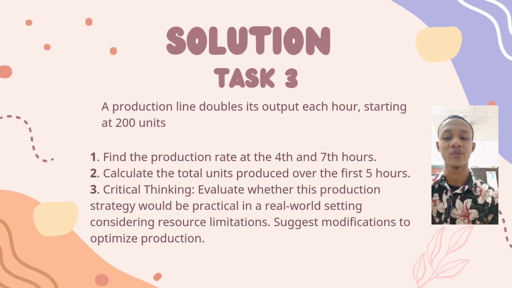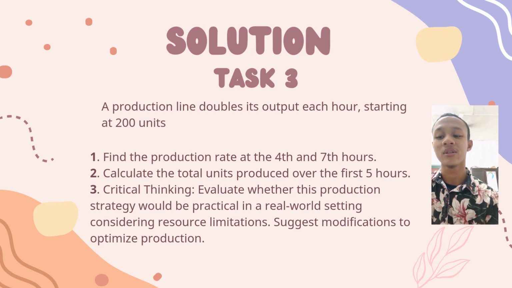So for the last question, which is Task 3: a production line doubles its output each hour, starting at 200 units. Find the production rate at the 4th and 7th hours. Calculate the total units produced over the first 5 hours. And the last one is critical thinking. Evaluate whether this production strategy would be practical in a real-world setting considering resource limitations. Suggest modifications to optimize the production.